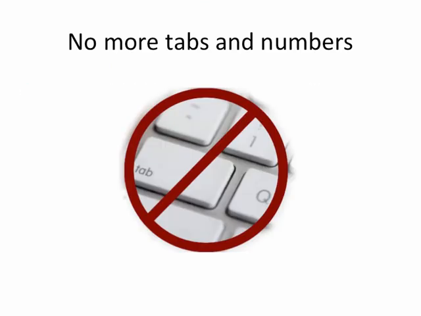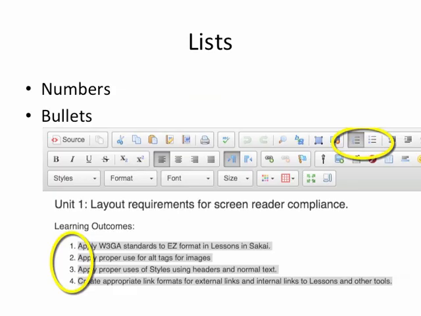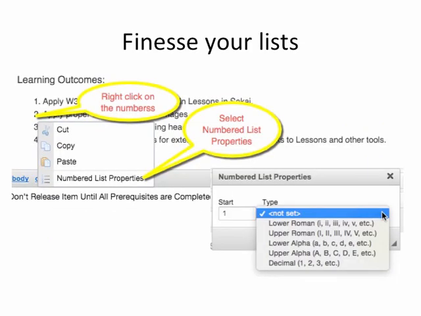And this means no more tabs and numbers. Instead, use the numbers and bullets buttons at the top right corner. If you already have a list, just highlight it and click on the number button. Once you have a list, you can right-click on the numbers or letters and select Number List Properties.